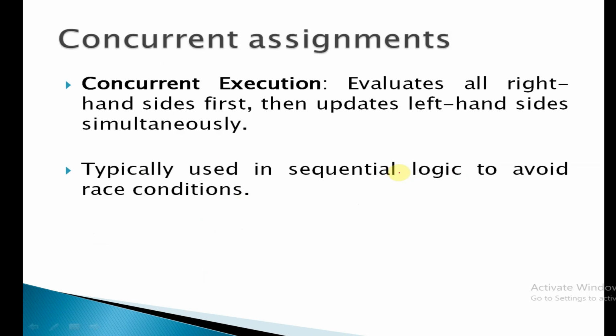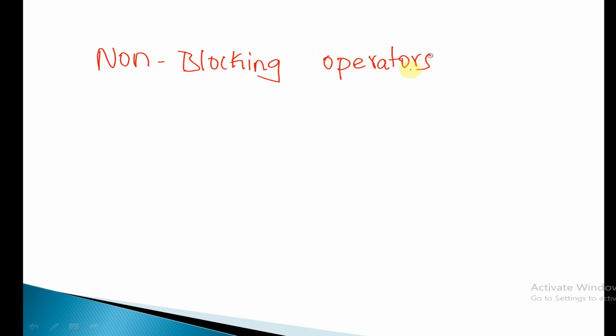Next, coming to concurrent assignments: they evaluate all the right-hand sides first, then update the left-hand side simultaneously. They are typically used in sequential logic to avoid race conditions. So we have another type of operator known as non-blocking operators. So what is this non-blocking operator?